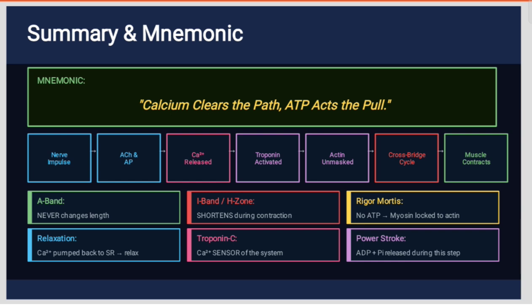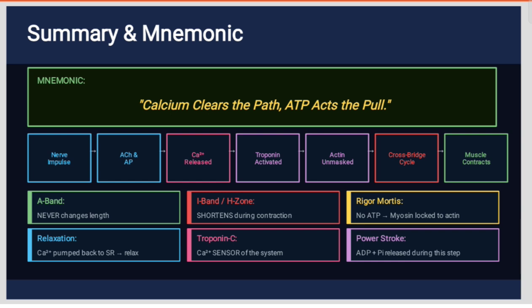Calcium clears the path. Calcium binds to troponin C. Tropomyosin moves. Actin binding site exposed. ATP acts the pull. ATP hydrolyzes, myosin recoils, power stroke pulls actin. ATP then detaches myosin.